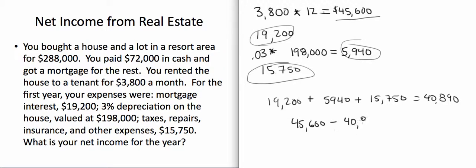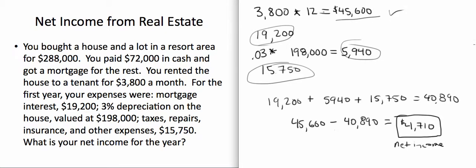and we get an answer of $4,710. And so this is our net income. So we find how much we made to start off, find out our expenses, subtract the amount we make minus our expenses, and get our total income, or our net income.